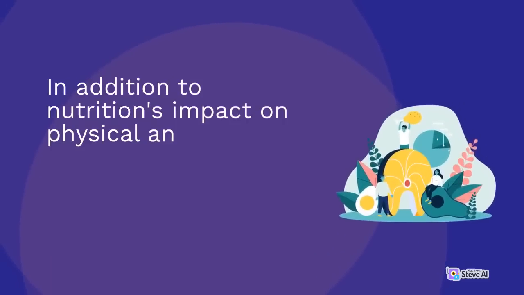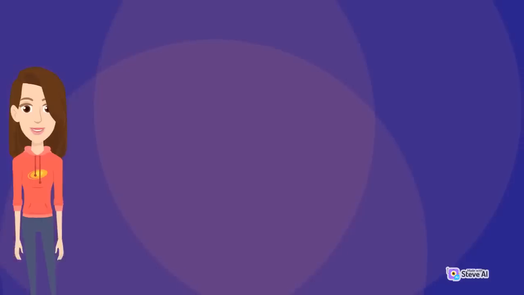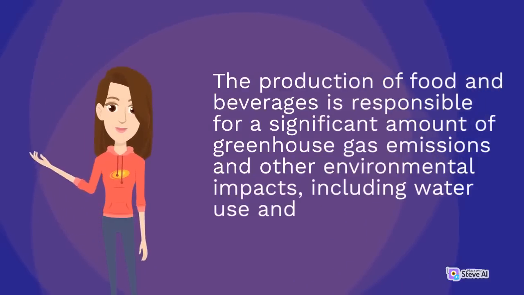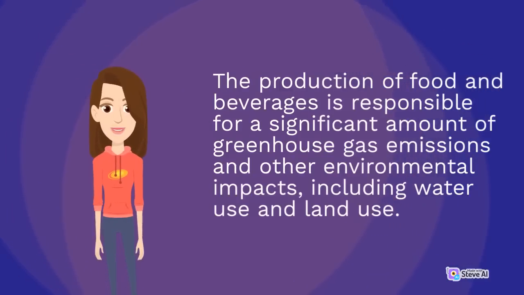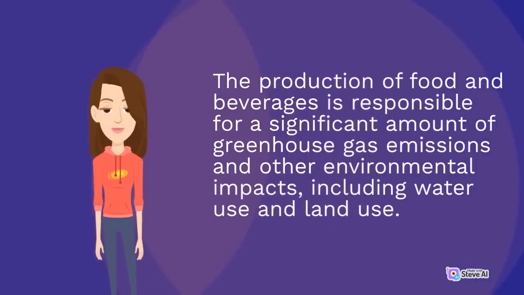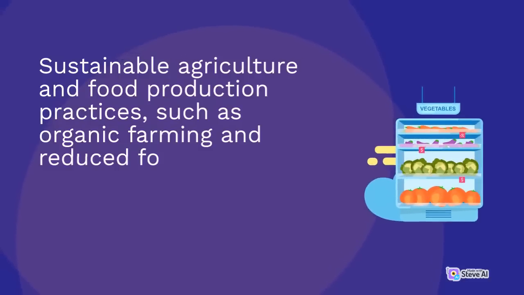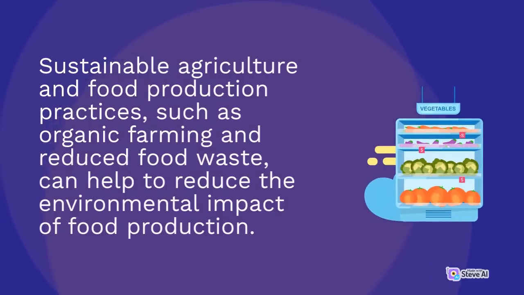In addition to nutrition's impact on physical and mental health, it also has a significant impact on the environment. The production of food and beverages is responsible for a significant amount of greenhouse gas emissions and other environmental impacts, including water use and land use. Sustainable agriculture and food production practices, such as organic farming and reduced food waste, can help to reduce the environmental impact of food production.